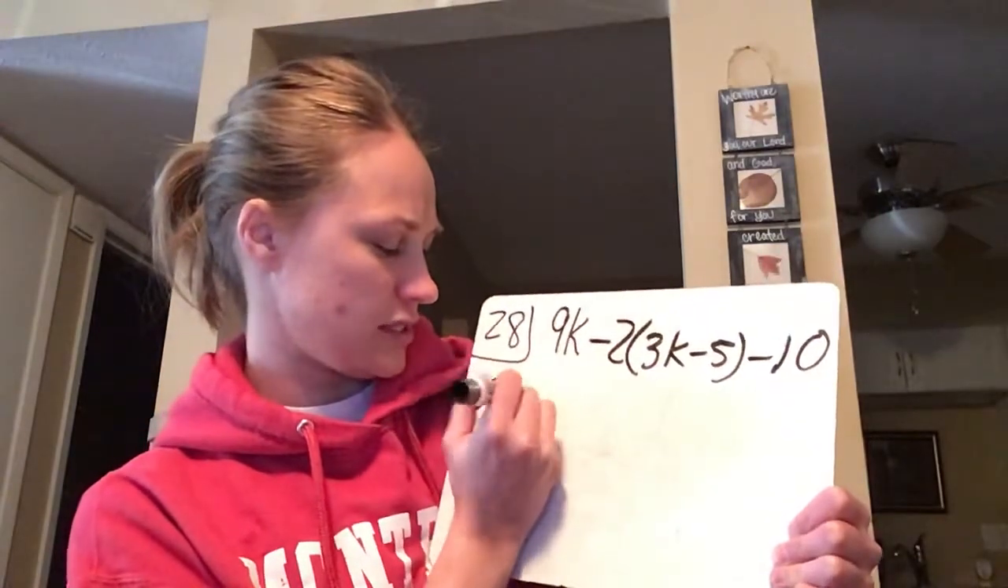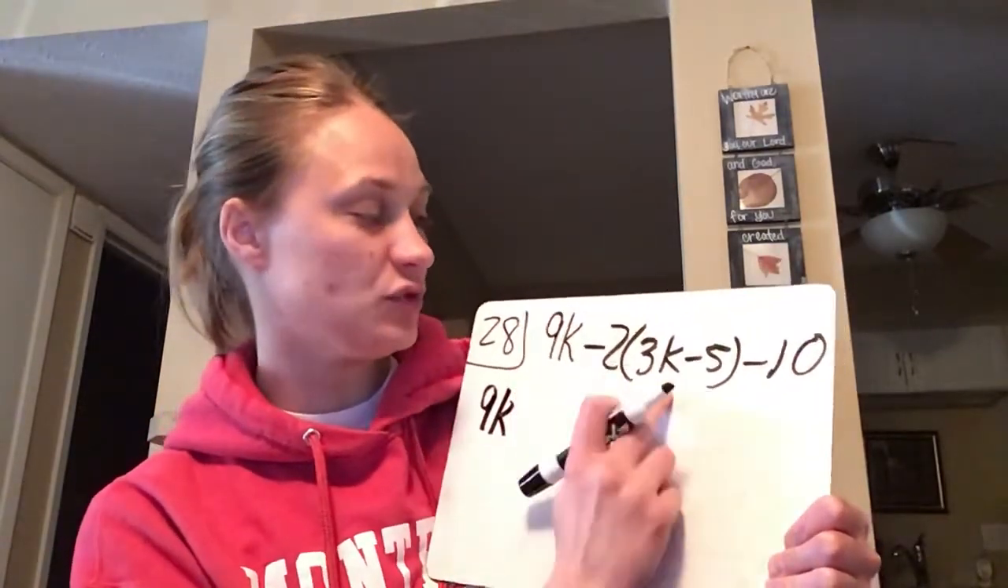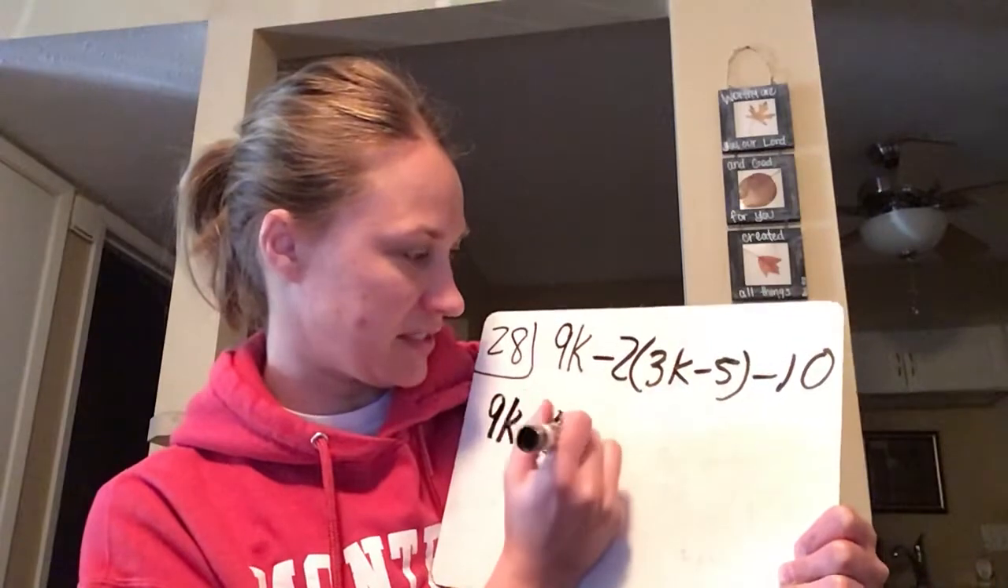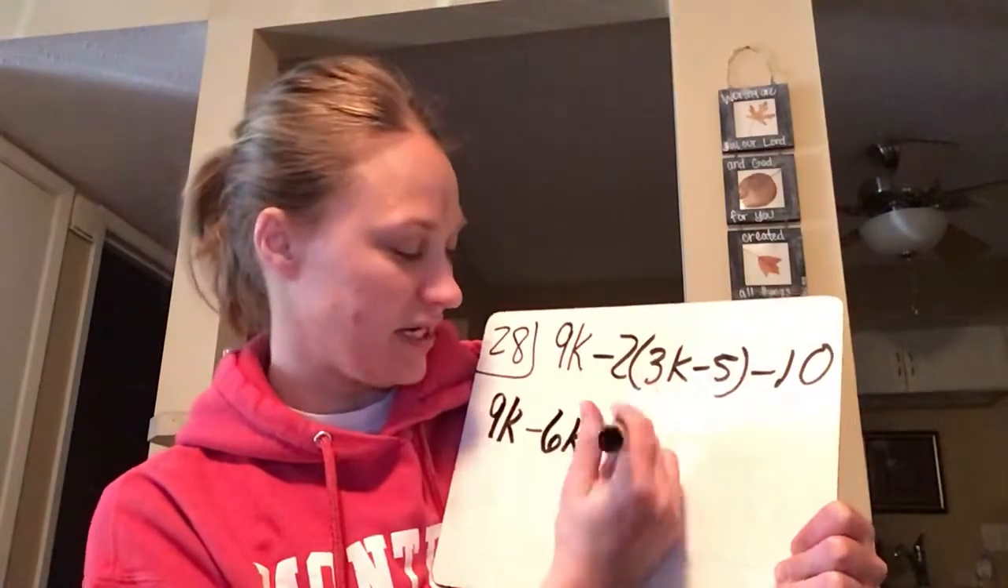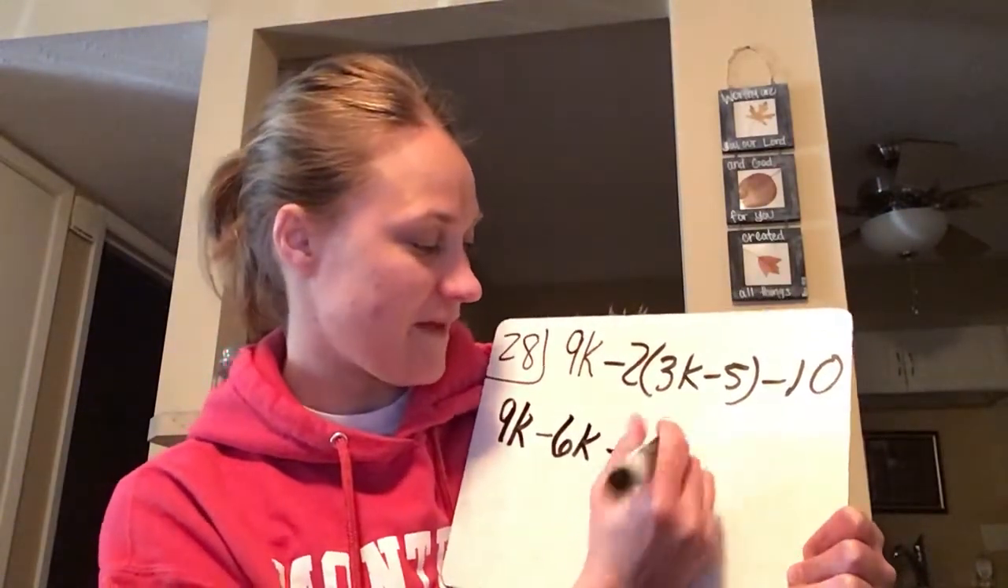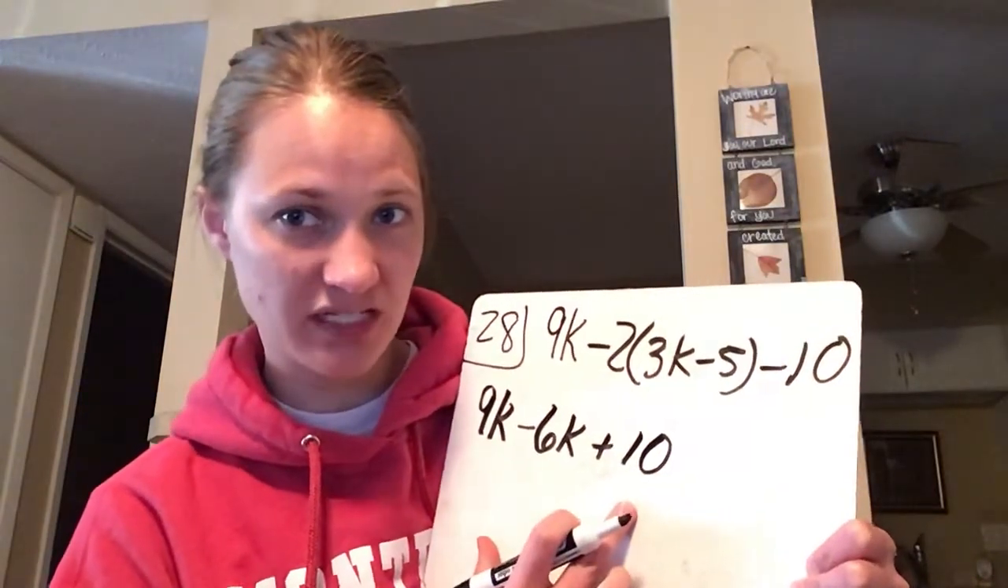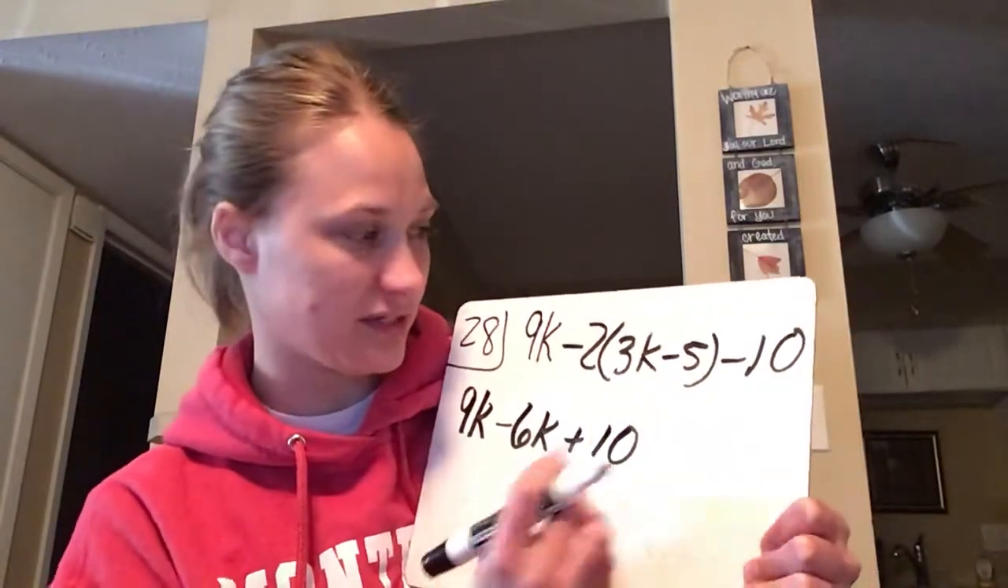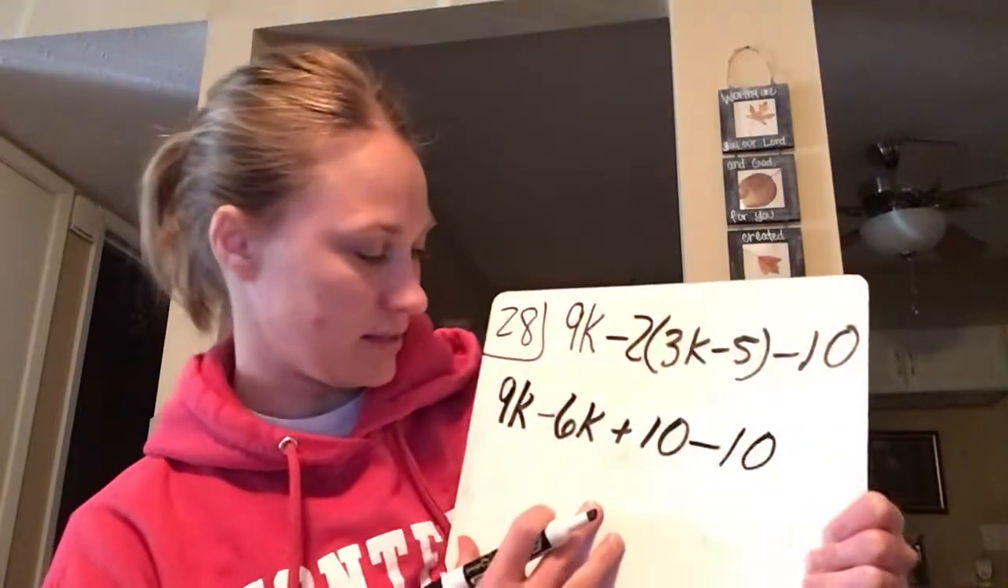I'm going to rewrite the 9k. The minus 2 is going to be distributed. So I got minus 6k. Minus and minus means plus 10. Okay, 2 times 5 is 10, but they're both negative, so that makes it a positive. And then I have a minus 10.